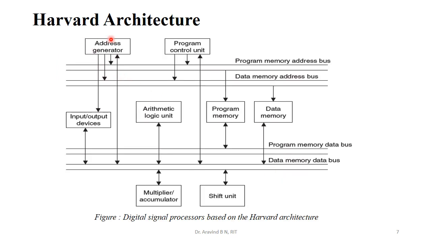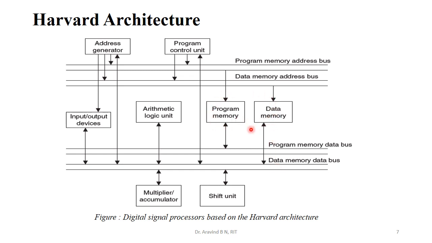Let us go through the Harvard architecture. This diagram indicates the Harvard architecture that will usually be present in digital signal processors. Here we can clearly observe that there is a separate address bus for program as well as the data, and there will be a separate data bus both for program as well as the data. So data memory, program memory.